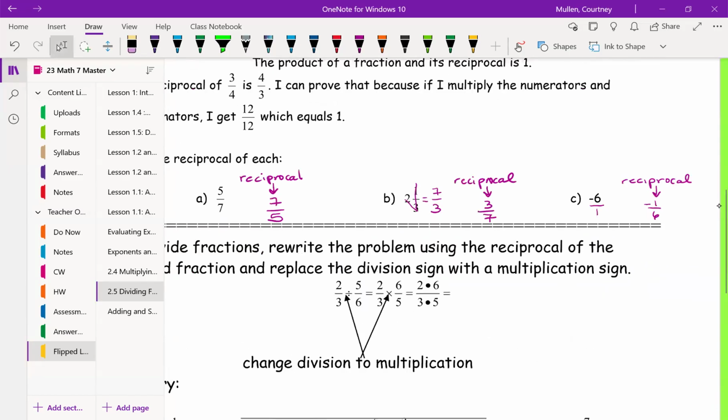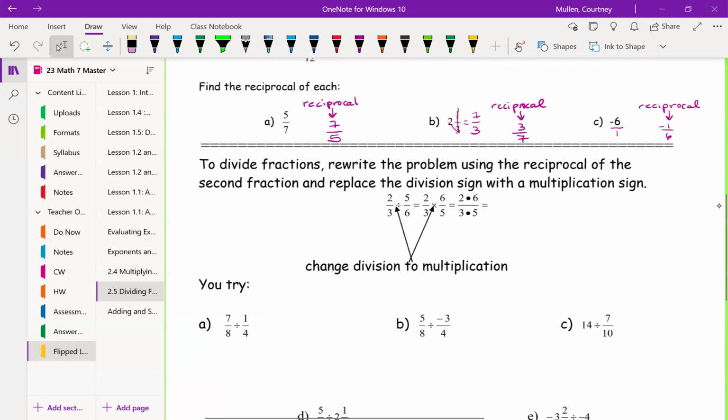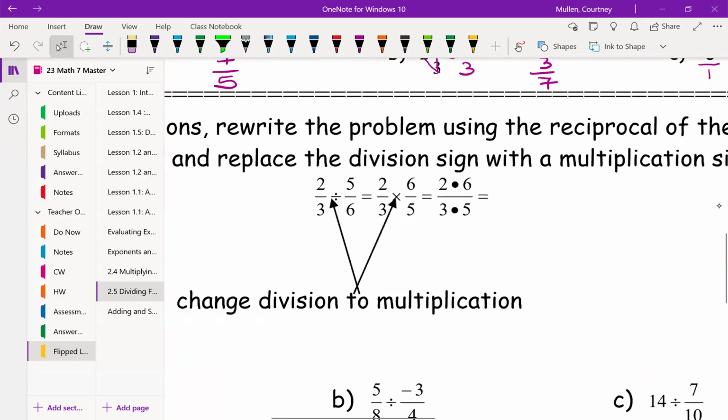So now that we know how to find a reciprocal to divide fractions, we're just going to rewrite the problem using the reciprocal of the second fraction and replace the division with multiplication. So again, we have 2/3 divided by 5/6. So we replace the division with the multiplication, and we'll do the reciprocal of 5/6, which is 6/5. And then we'll work like we did on multiplying. First, we'll simplify by a factor of 3, and then we'll multiply across.